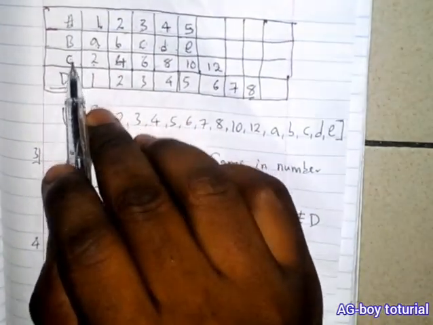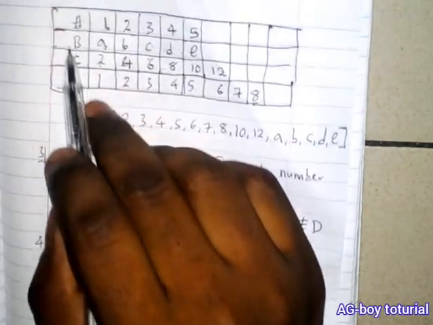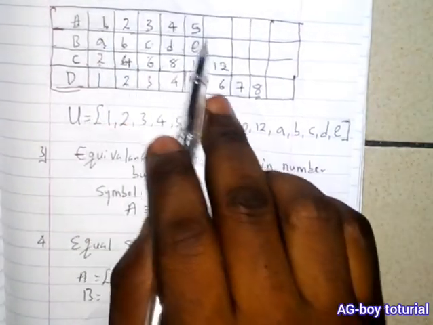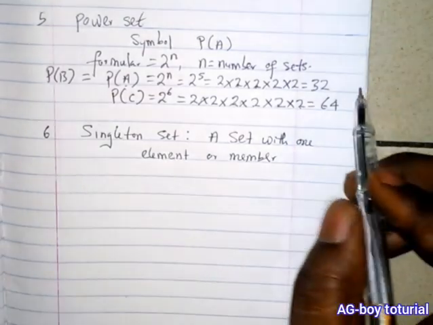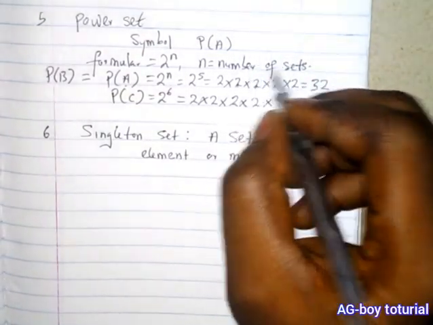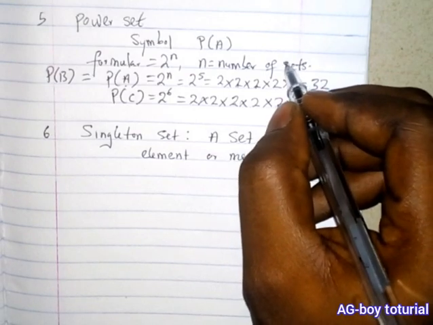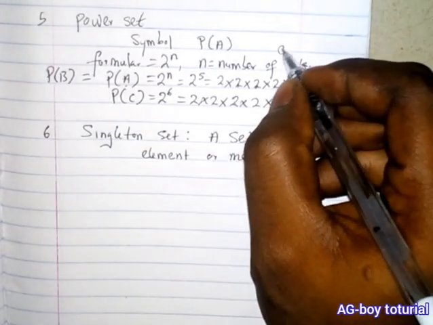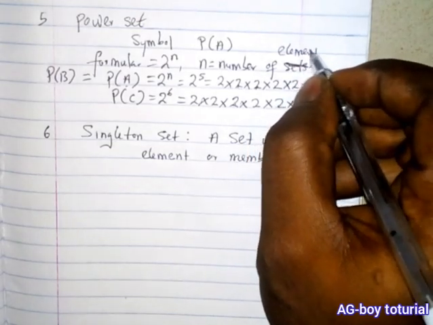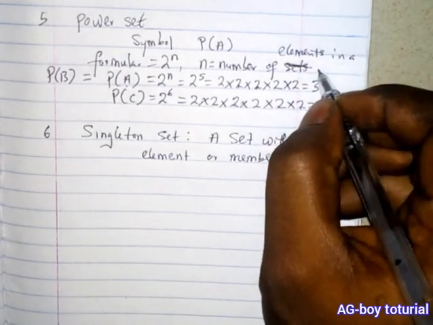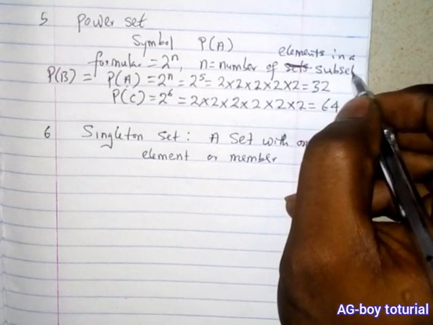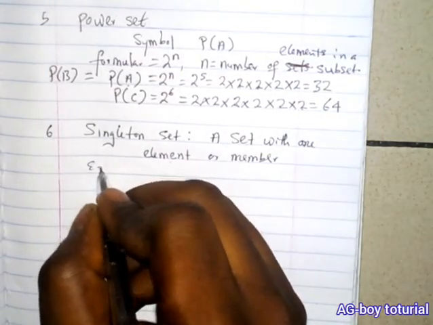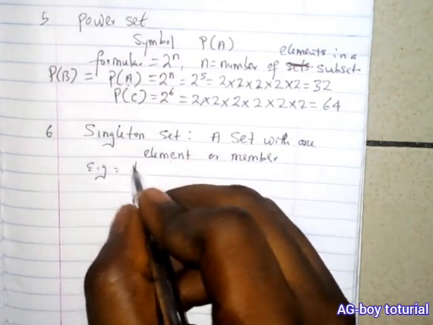This one, A, B, C, D, here are the subsets. Why all these down are elements? Their children are elements, so they are called elements or members. So I think I should change this to number of elements in a subset.